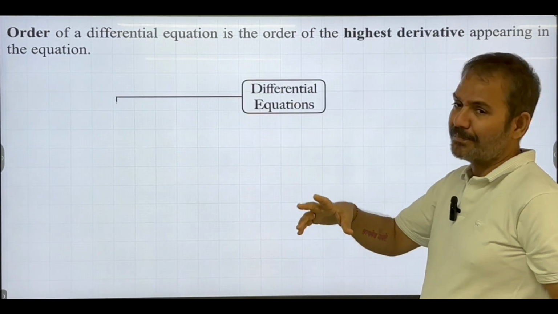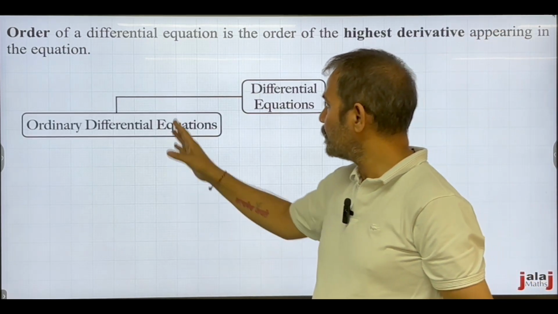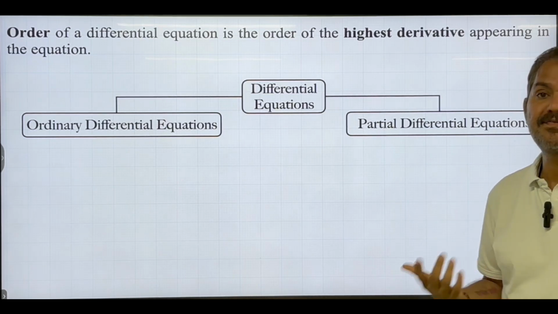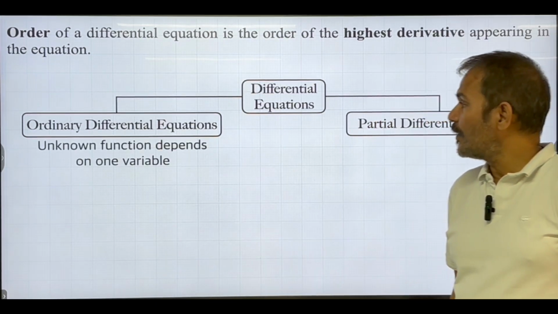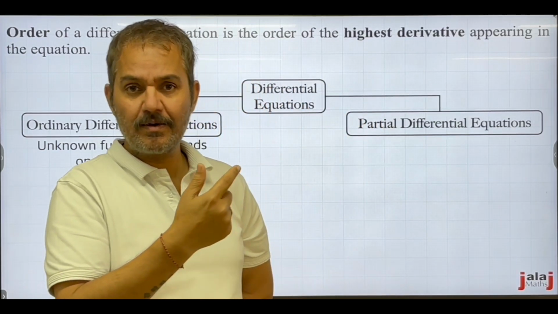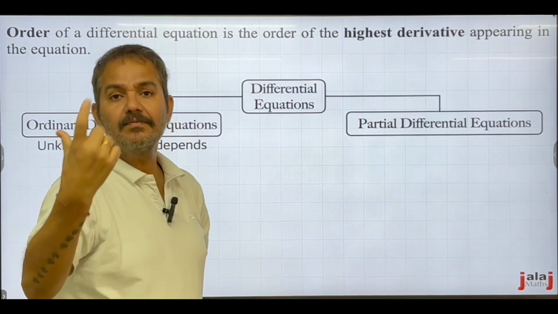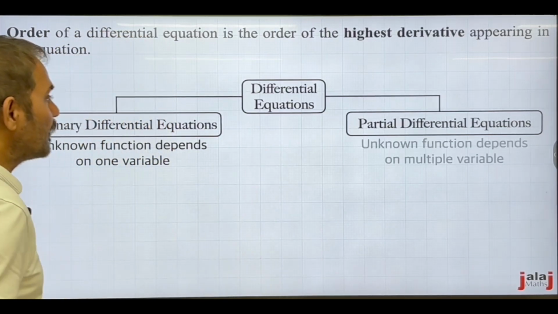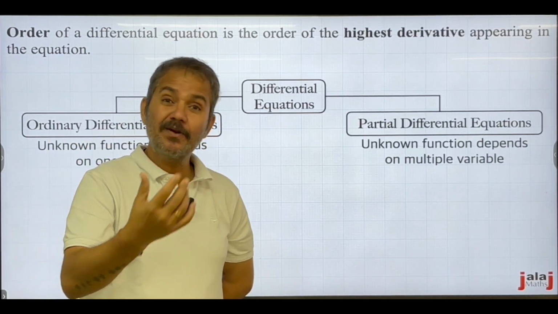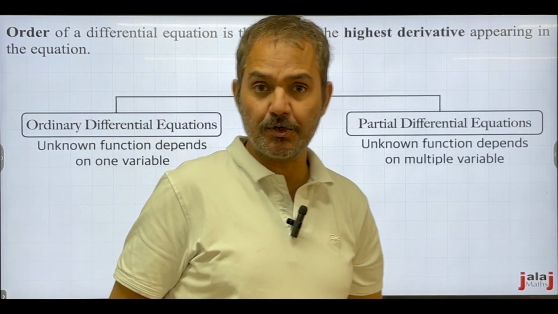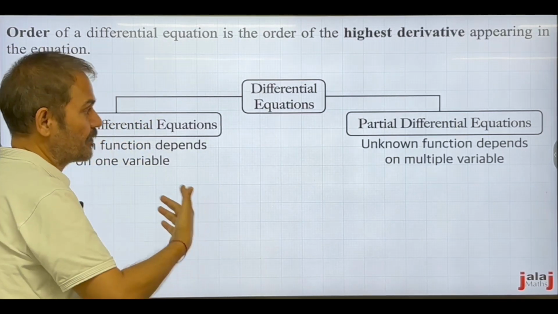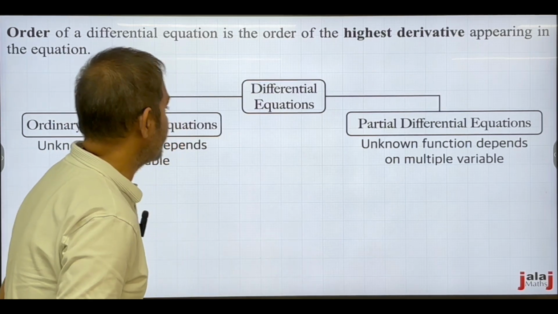So quickly have a look at this mind map. In differential equations, broadly we have two types: one is the ordinary differential equation, and the second one is the partial differential equation. In an ordinary differential equation, the unknown function depends only on one variable, like in the previous example, where y was dependent only upon x. In a partial differential equation, you can have multiple variables, like when you write parametric equations or polar equations, which have multiple variables like r, theta, t, u, v, etc. That is called a partial differential equation.